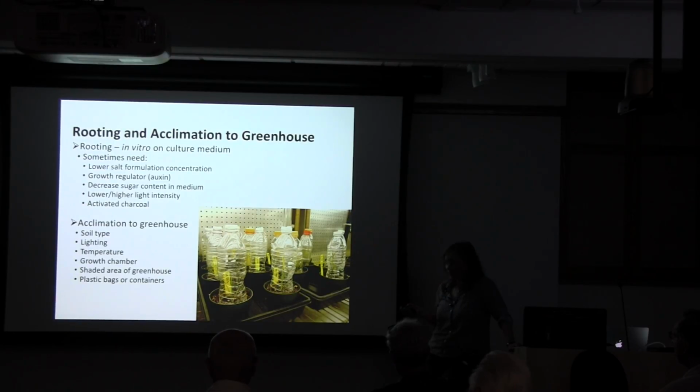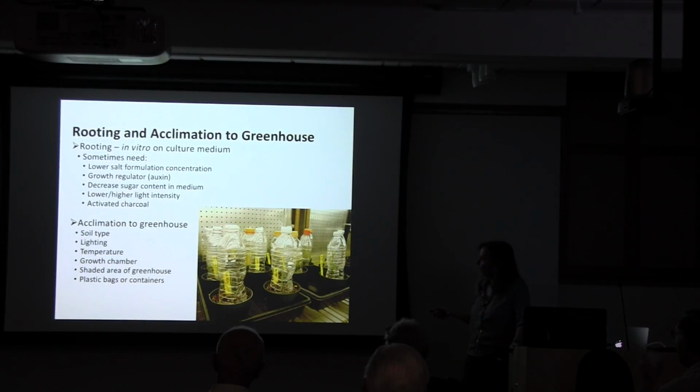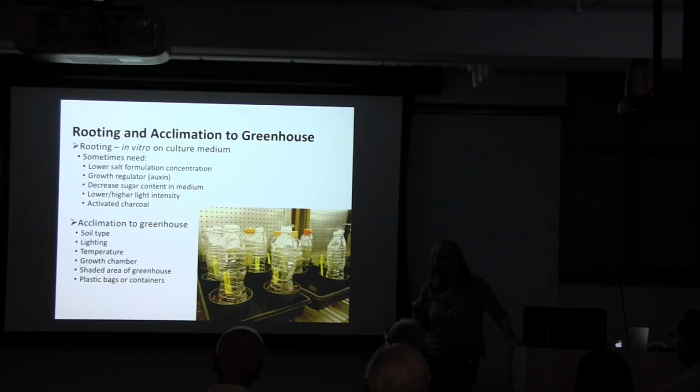For the acclimation to the greenhouse, there are a number of factors to consider, not surprising. Soil type, lighting, different plant species that we work with, we have to use different types of soil. And you'll see that these are some Setaria plants that are covered with water bottles. And the reason that they're covered is that when we take plants out of culture, they're in test tubes or they're in magenta boxes, which are a culture vessel that we use. And it's like 100% humidity. And the cuticle isn't well developed. The stomates are wide open. And if we transfer those to soil and we don't cover them, they'll wilt and die.